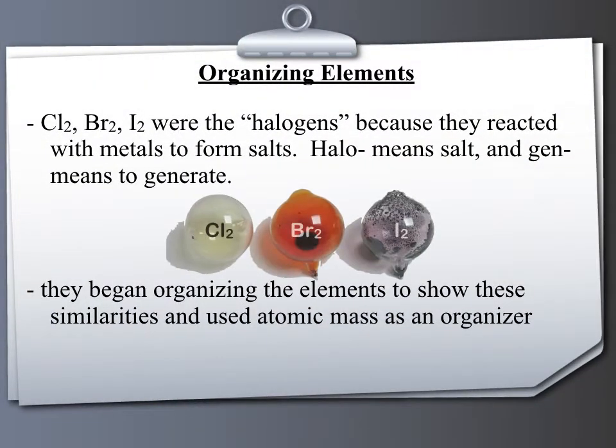Chlorine, bromine, and iodine were the halogens because they reacted with metals to form salts. Halo means salt, and gen means to generate. They began organizing elements to show these similarities and used atomic mass as their organizer.